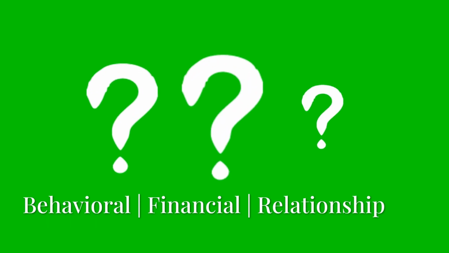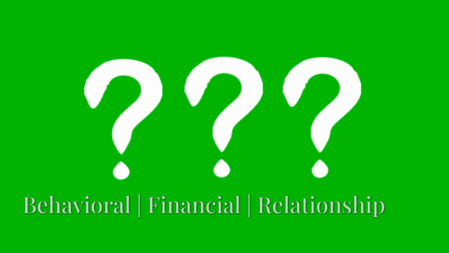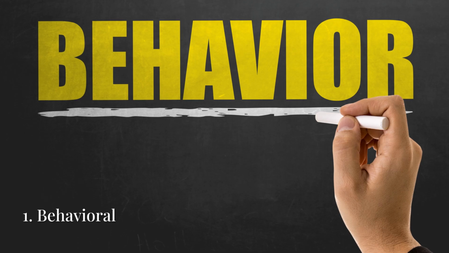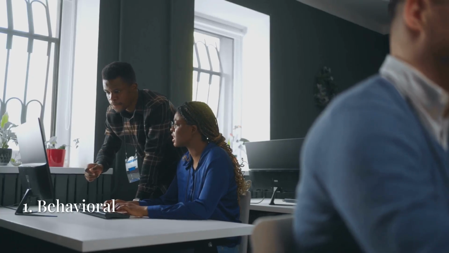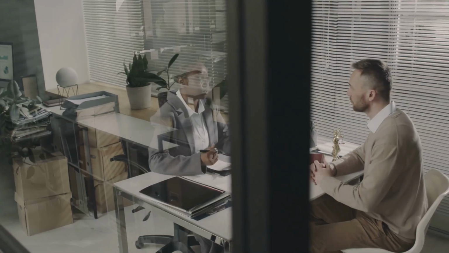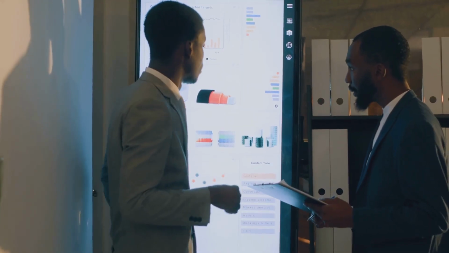Ask yourself 3 control questions: behavioral, financial, and relationship. First, we have behavioral. Do you tell them how to work, when to work, or where to work? Do you train them and supervise their process? If yes, that screams employee.